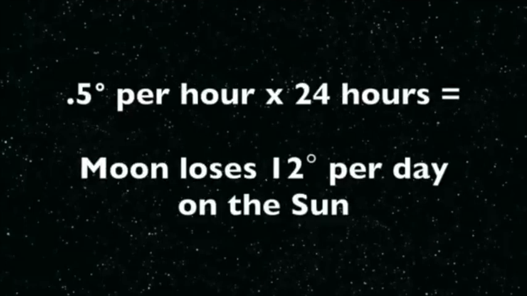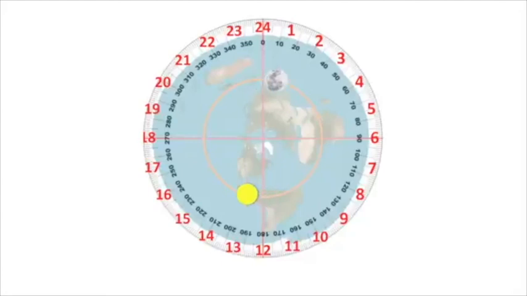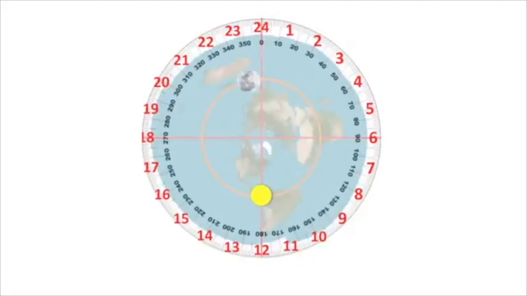So as the sun and the moon circle above in the firmament, the moon loses 12 degrees per day on the sun. And this 12-degree loss causes the lunar phases. So as you see here in this little animation, we've got the sun and the moon circling above, 1 hour at a time. And by the time the sun gets back to its original position at 12 noon, after one full day has gone by, the moon has lost 12 degrees on the sun. And this happens every day. And this loss of 12 degrees per day is what's going to cause the phases of the moon.